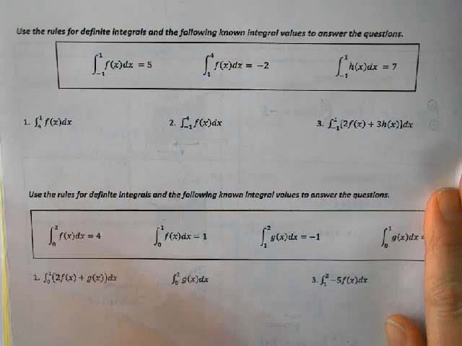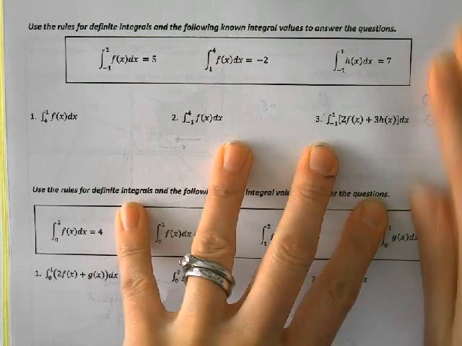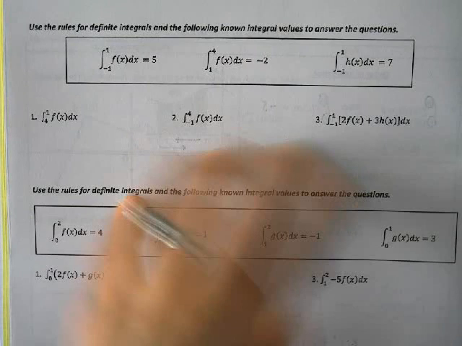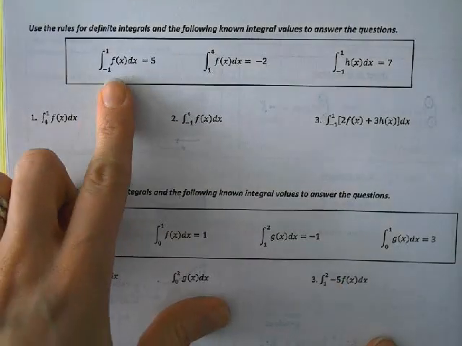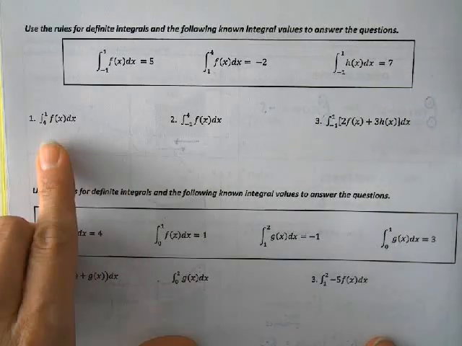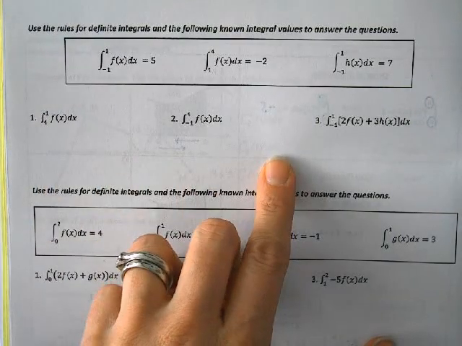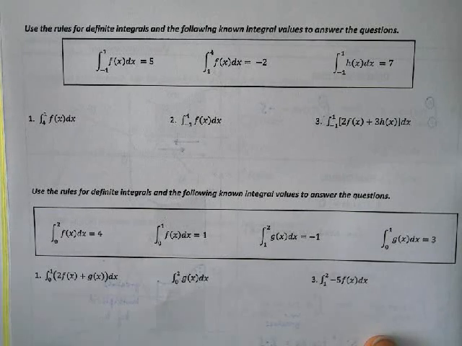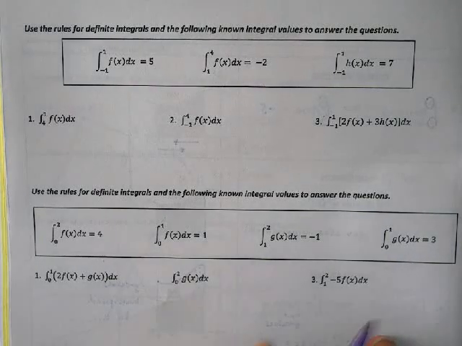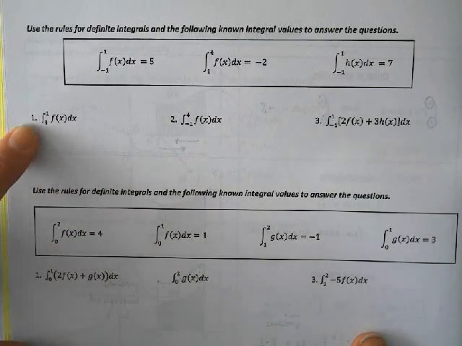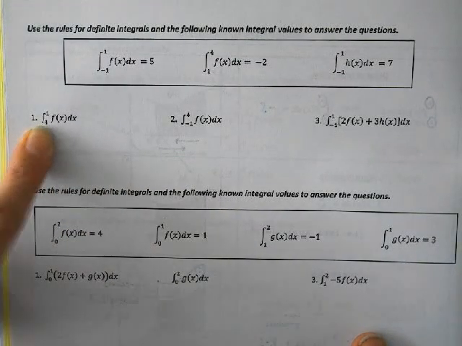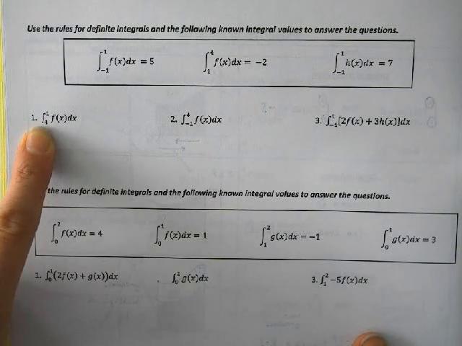Okay. So it says use the rules or the properties for definite integrals and the following known integral values to answer the questions. So they're always going to give us some known values, and then we're going to figure out the values of some related integrals. So let's see. We have two functions. It looks like f of x and h of x. So the first one, I'm finding the integral from 4 to 1 of f of x dx.